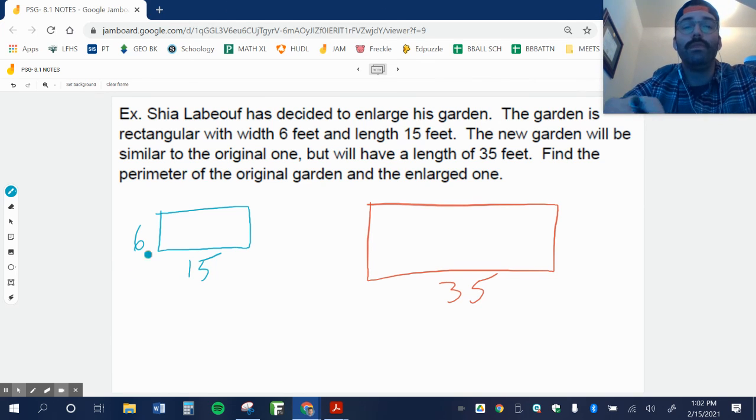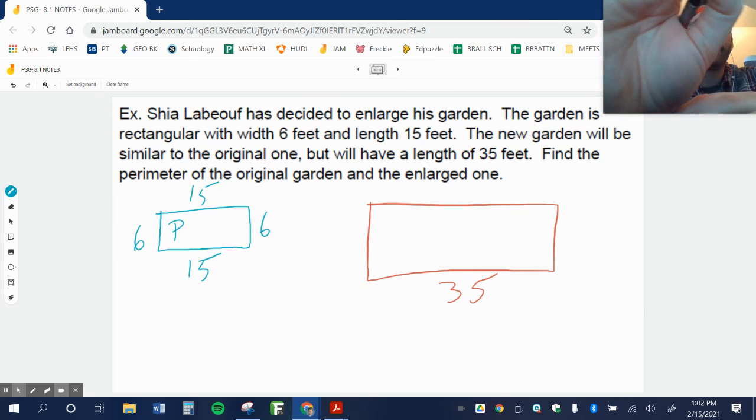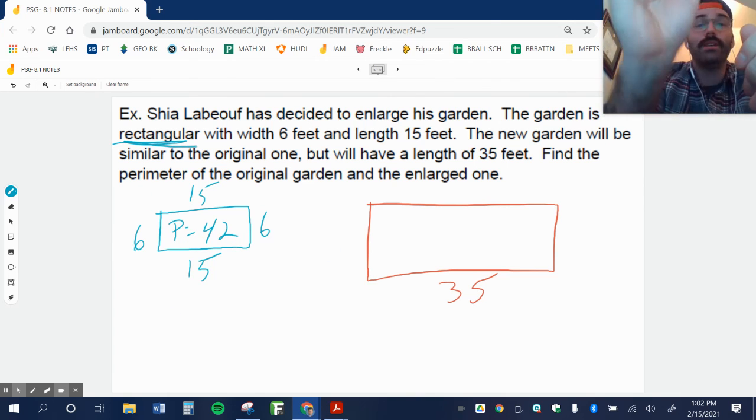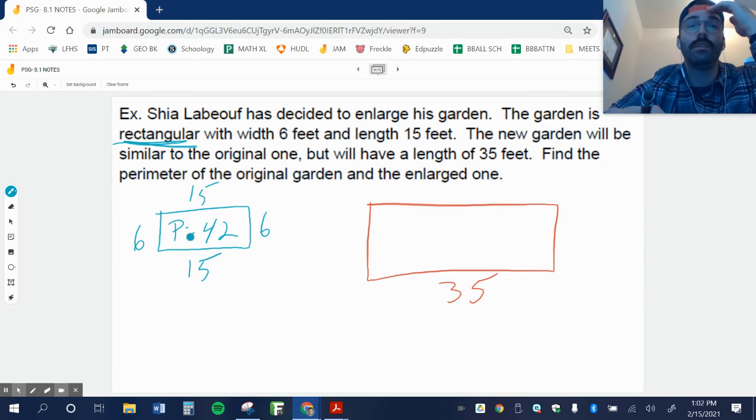Well, what's the perimeter of the original garden? The perimeter of this garden here, well, if that's 15 down here, then I got a 15 up here, and I got a 6. So the perimeter is 42. How do I know that's 15, 15, 6, and 6? Because it's a rectangle. Remember, the opposite sides of a rectangle are congruent. So my perimeter is 42.